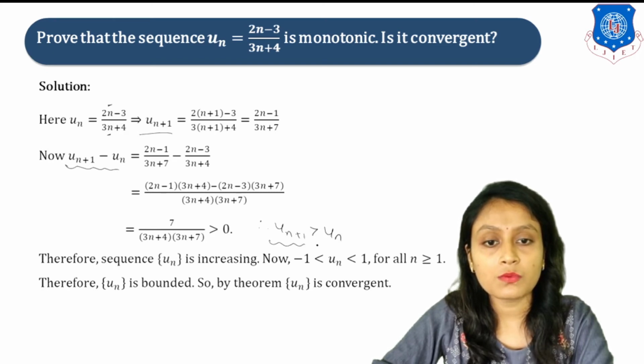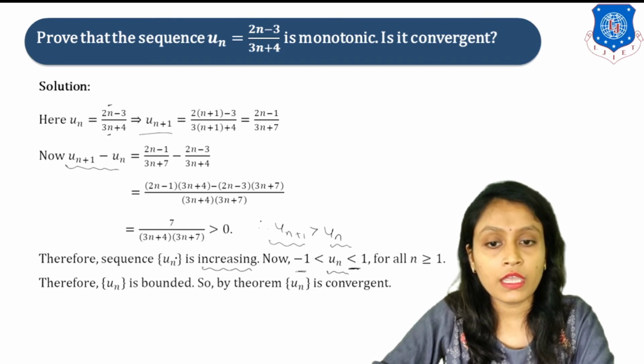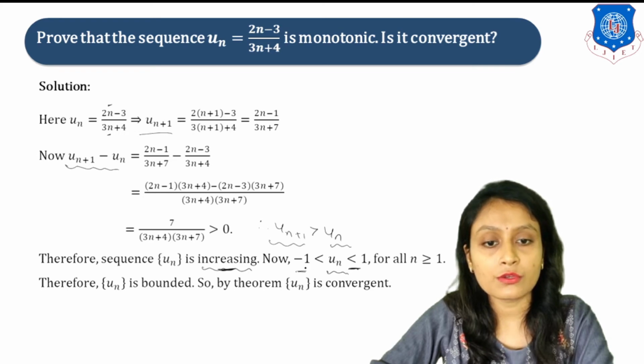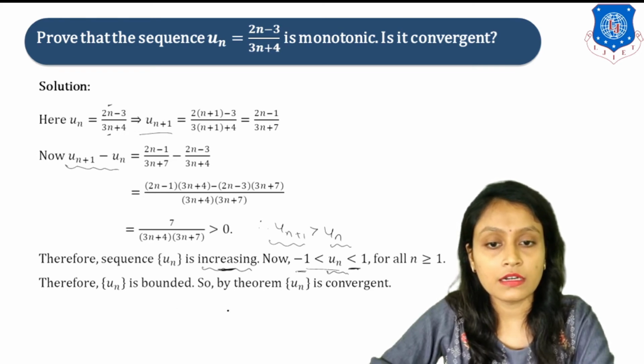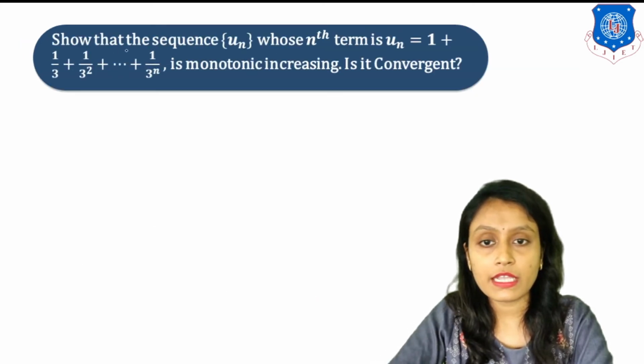Okay, so the n plus 1th term is greater than the nth term. Therefore, the sequence is increasing, and all the terms of un will lie between minus 1 and 1. You can verify this by substituting the values of n. So we can say that this sequence is increasing and it is also bounded. Therefore, by the theorem, we can say that this sequence is convergent. Okay, now one more example.